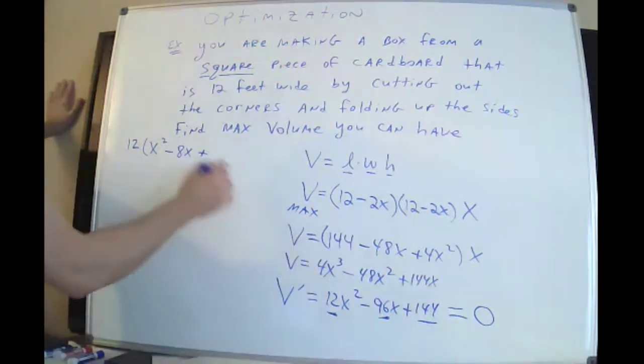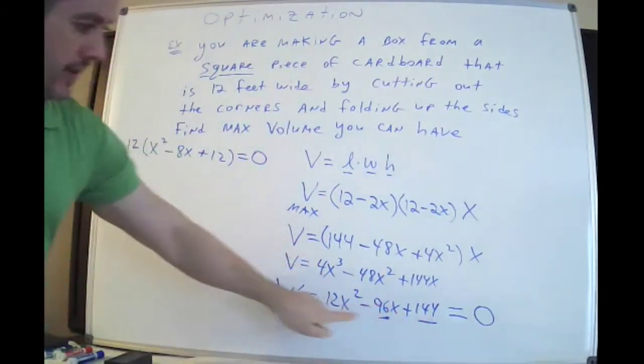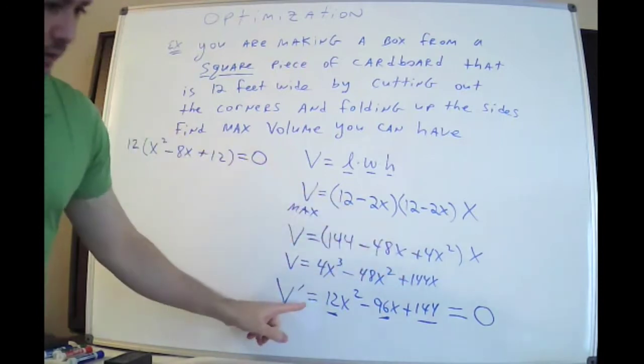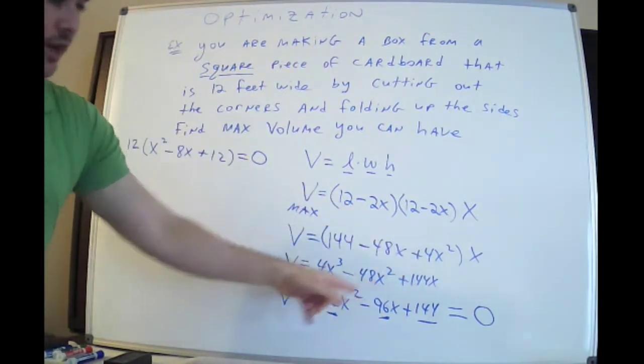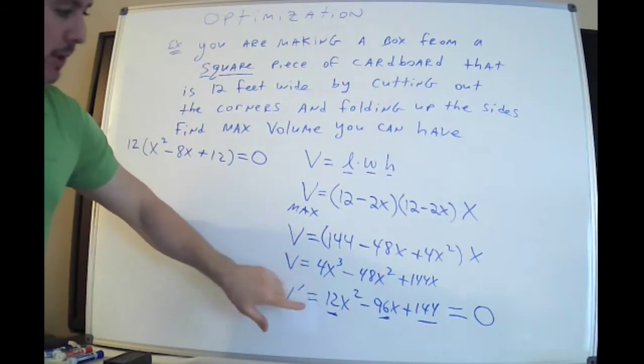And then 144 divided by 12 is 12. It's very important. Look at the thing you're factoring. You don't have a calculator. What are you going to do? Use the quadratic formula on this? You can't. You've got to make sure you factor out a common term.